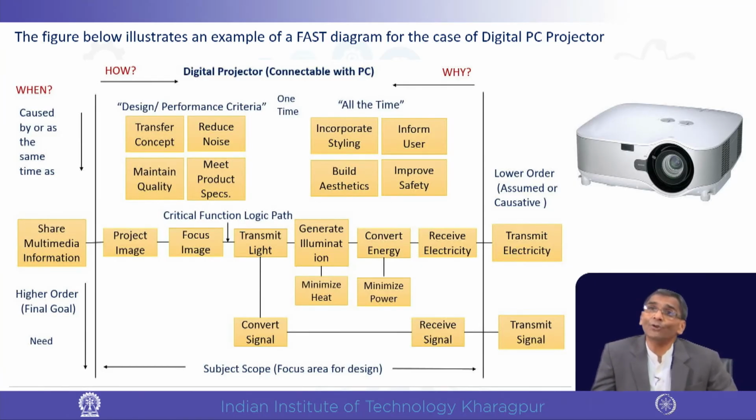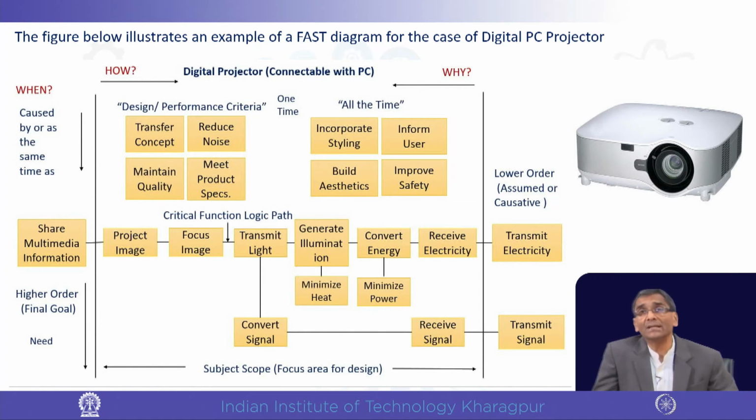Now, if we go back similarly from the why, here also there is another thing, because it is not only projection, but it has to be connectable with the computer. So, transmit signal, so transmit light. This is convert signal, and convert signal is the receive signal, and for that they need a transmit signal. It is coming from the PC or any computer, PC here we would consider. So, here you see the lower order or assumed or causative functions. So, cause and effect, this relationship is happening.